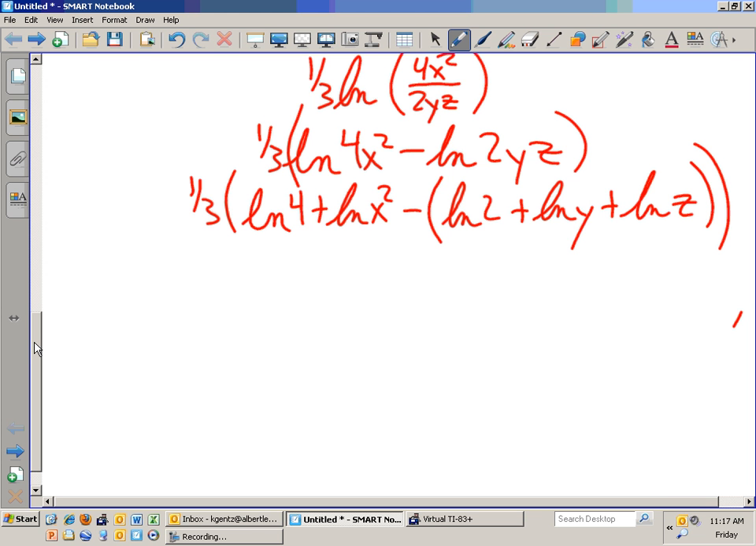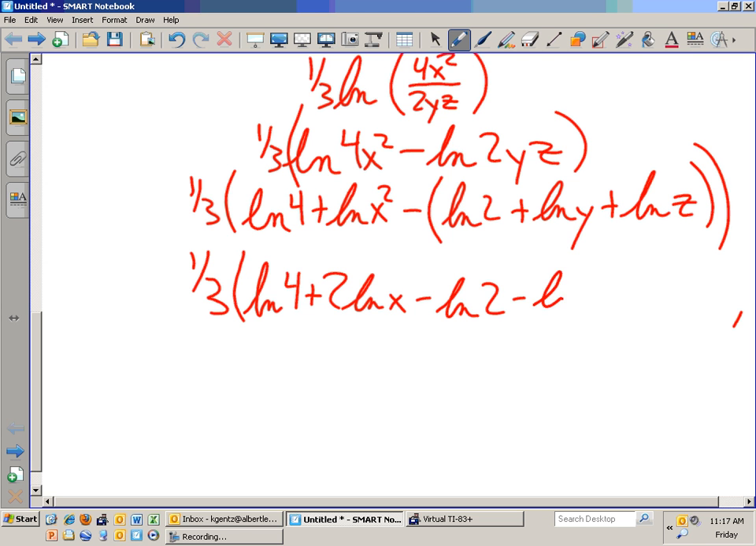So I can finish this off now. 1/3 times parentheses, the natural log of 4 plus 2 natural log of x minus natural log of 2 minus the natural log of y minus the natural log of z. Well, I distributed my minus sign all the way through.